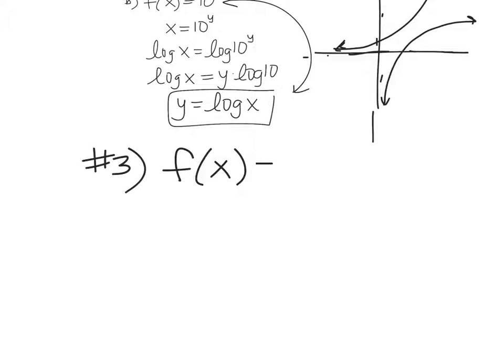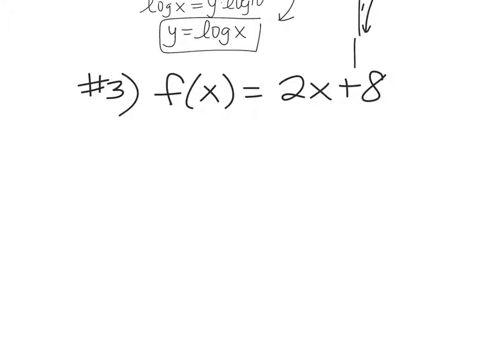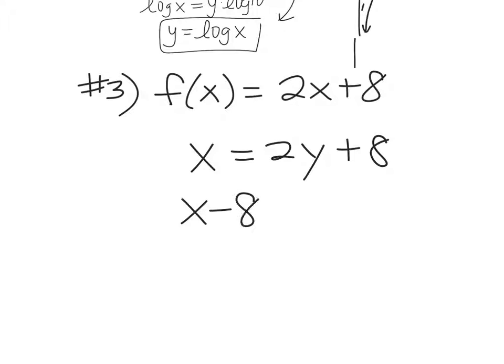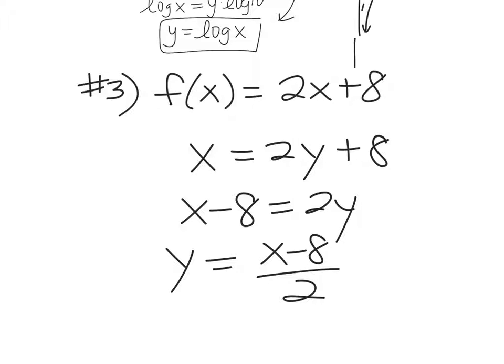F of x equals 2x plus 8. All right, there's a line, right? Simple line, slope 2, y-intercept is 8. Let's go ahead and find the inverse. You try this one, okay? You try it all by yourself. Try number 3. So I would start by switching x and y, and then I would solve for y. So subtract 8 to the other side, and then divide everything by 2. Now you're probably very tempted to just write this over 2. Okay, that's kind of gross.